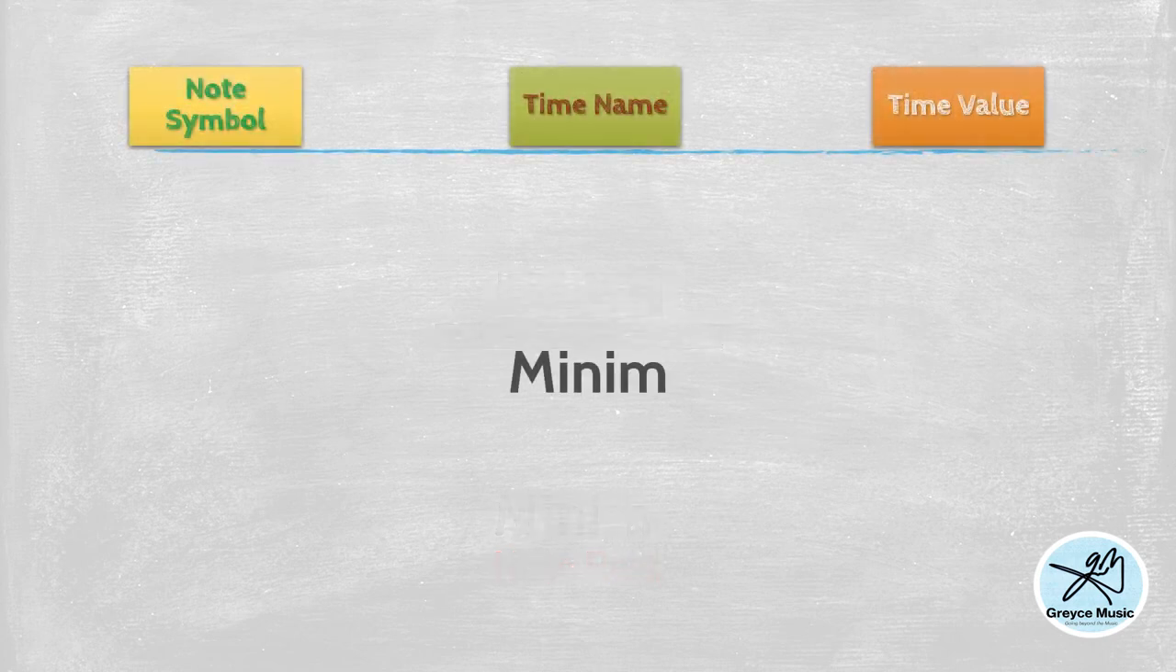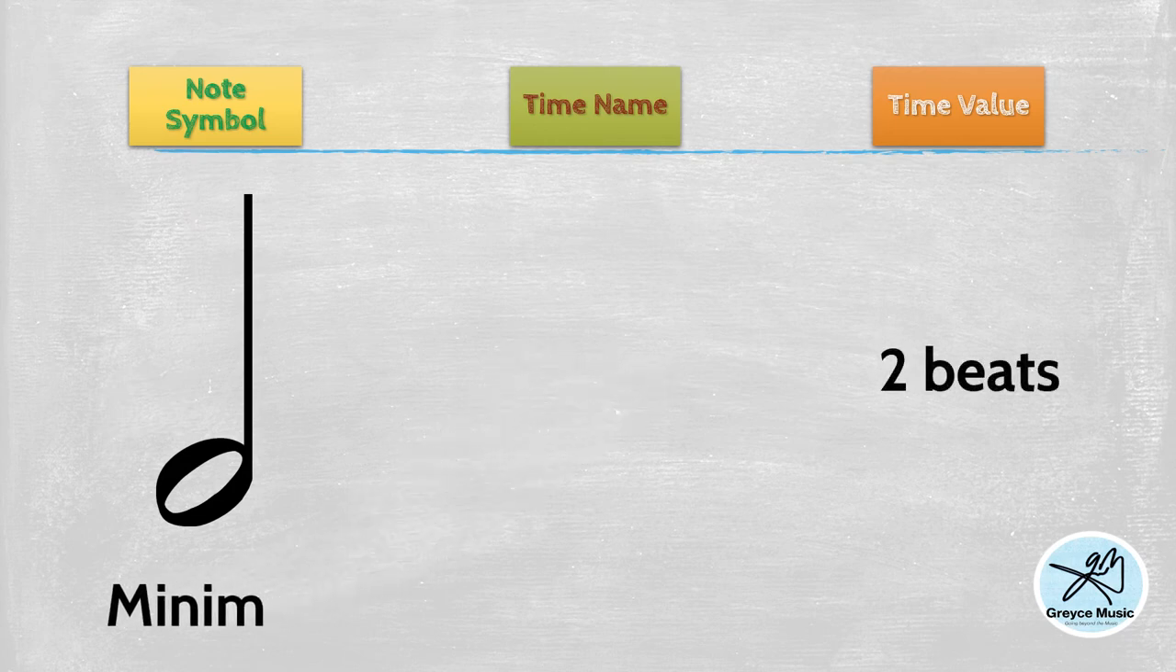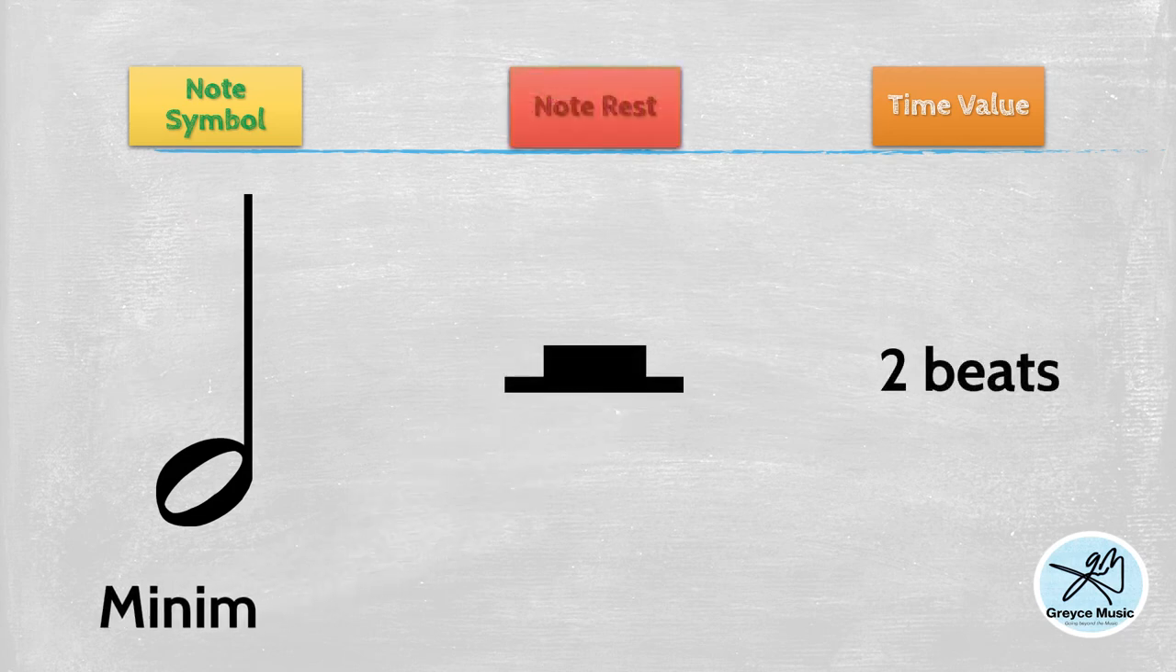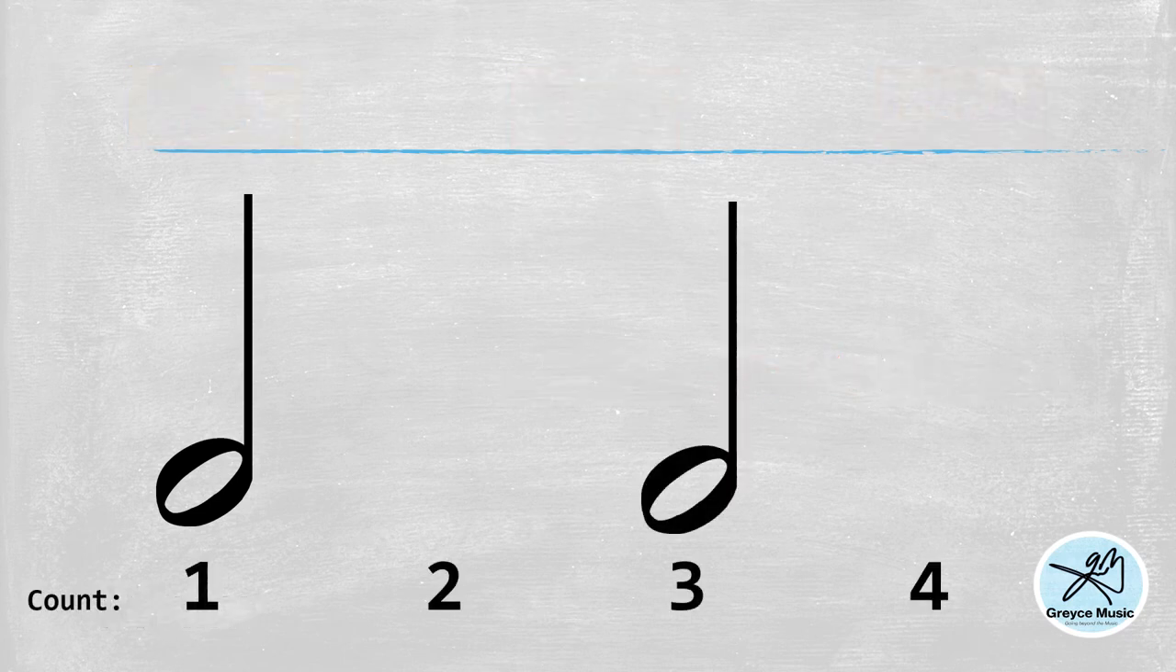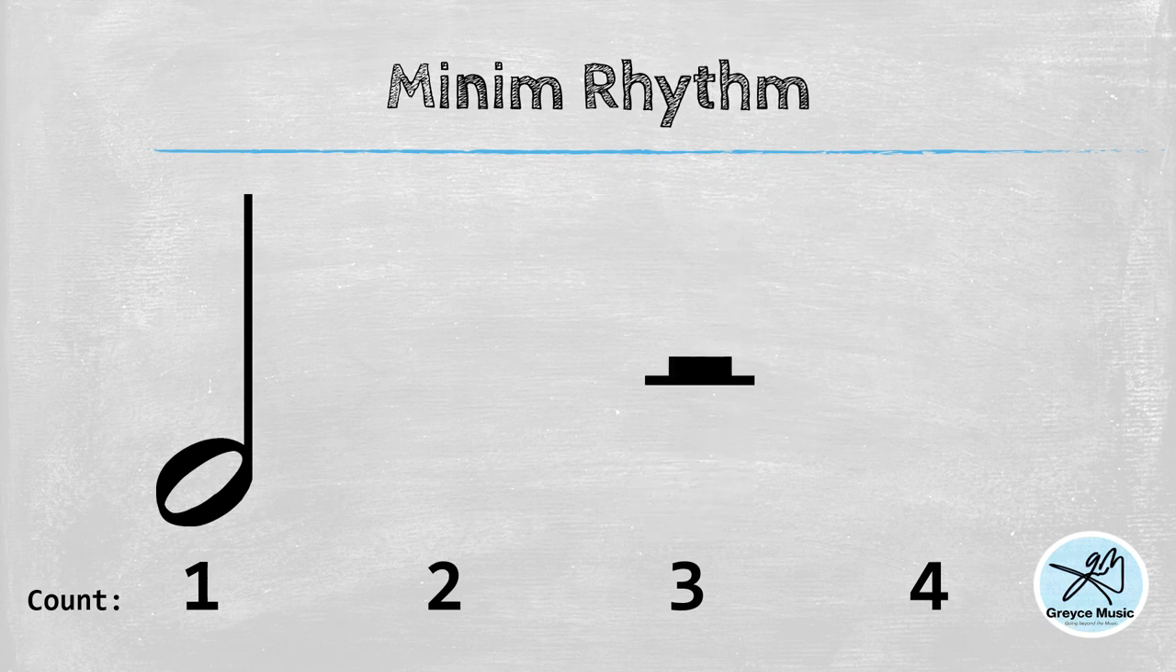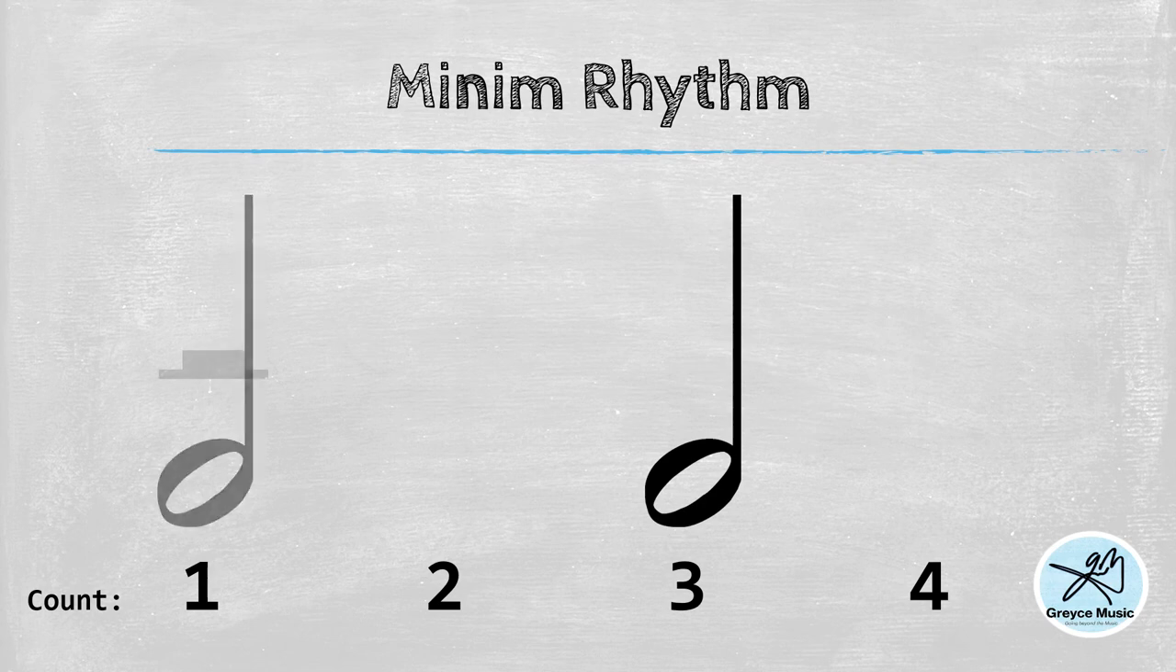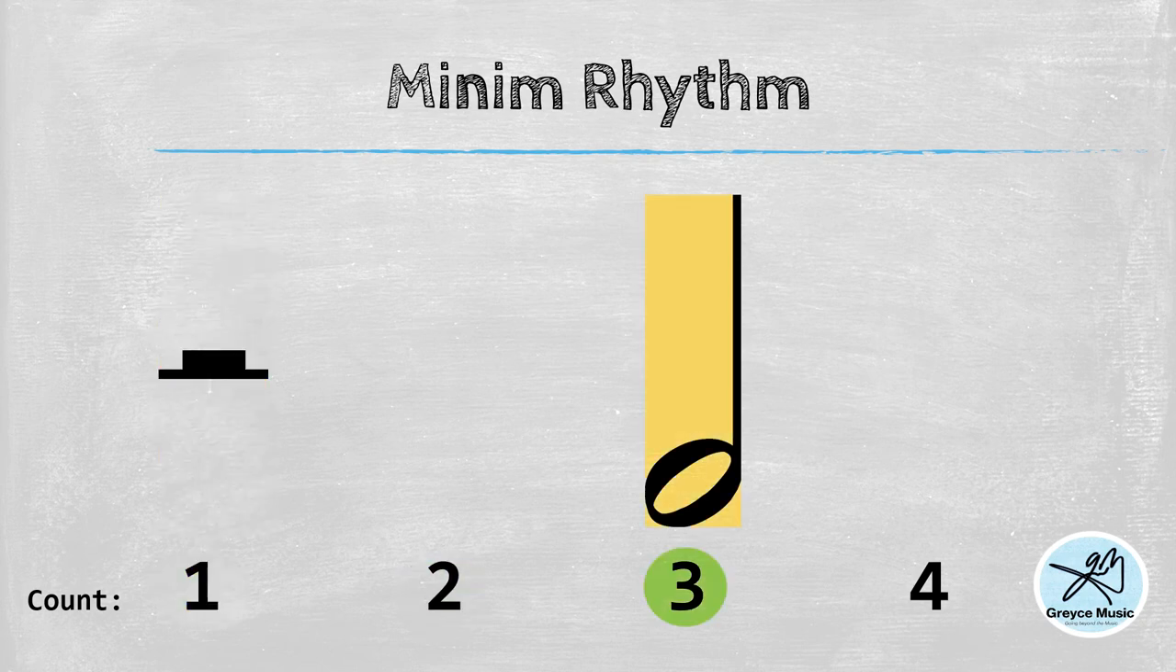Here we have the minim note again. We know that it lasts for two beats. This is the minim note rest. It also lasts for two beats, but tells us to be silent for two beats. Let's replace the second minim note with a minim note rest. 1, 2, 3, 4. Now let's replace the first minim note with a minim note rest. 1, 2, 3, 4. Could you again hear the different placements of the silences?